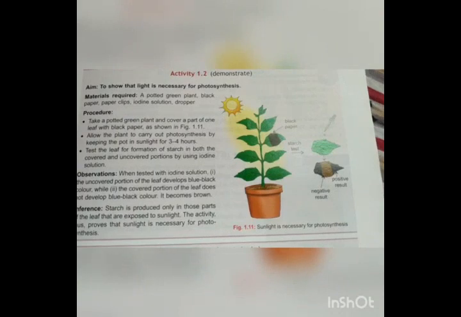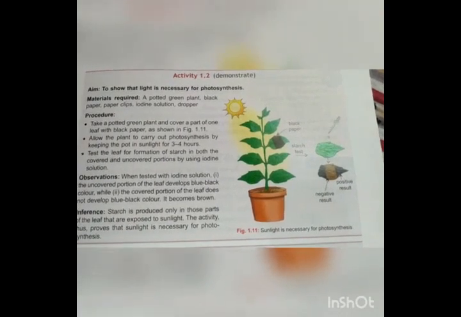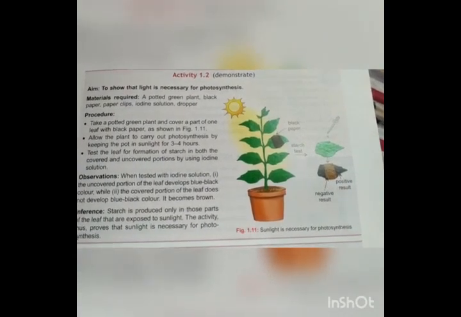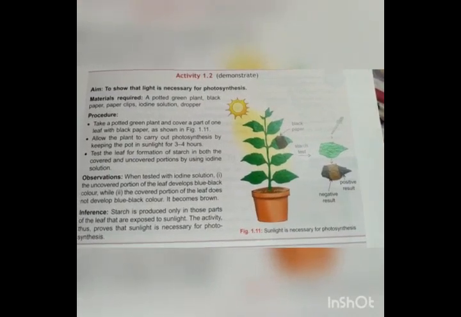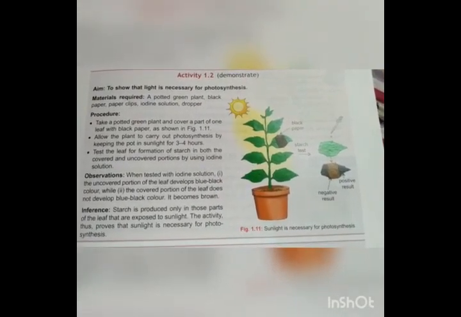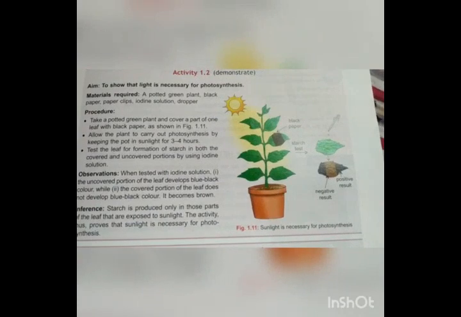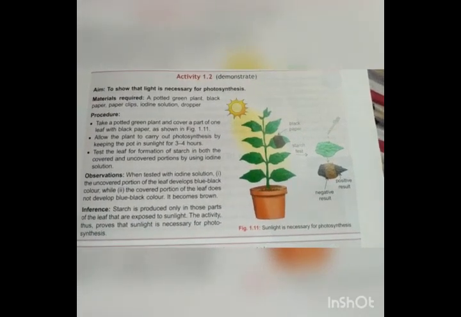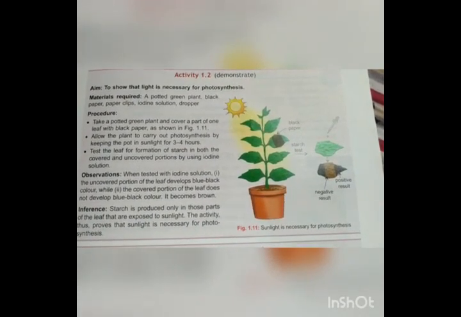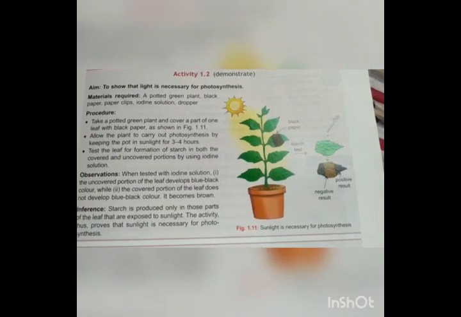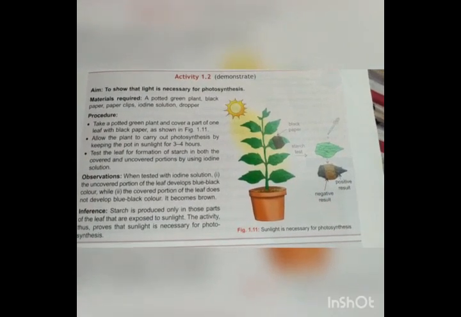Starch is produced only in those parts of the leaves that are exposed to sunlight, because only at that part has photosynthesis taken place. The activity thus proves that sunlight is necessary for photosynthesis. So by doing this activity, we can show that light is necessary for photosynthesis.